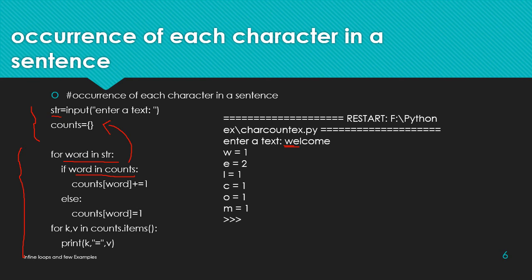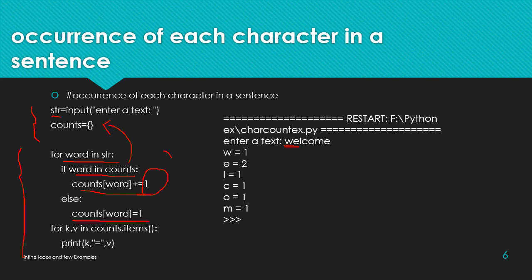So I'm checking if this particular character is there in the dictionary. If the character is there in the dictionary, its value part is updated, that is, counts of word plus 1. The key is W, but the value part will be updated for each count. If it is not there, we add that particular key value pair to the dictionary. Counts of word is assigned 1, so there is a key and the value is assigned 1. But otherwise, we are updating the value by plus 1.